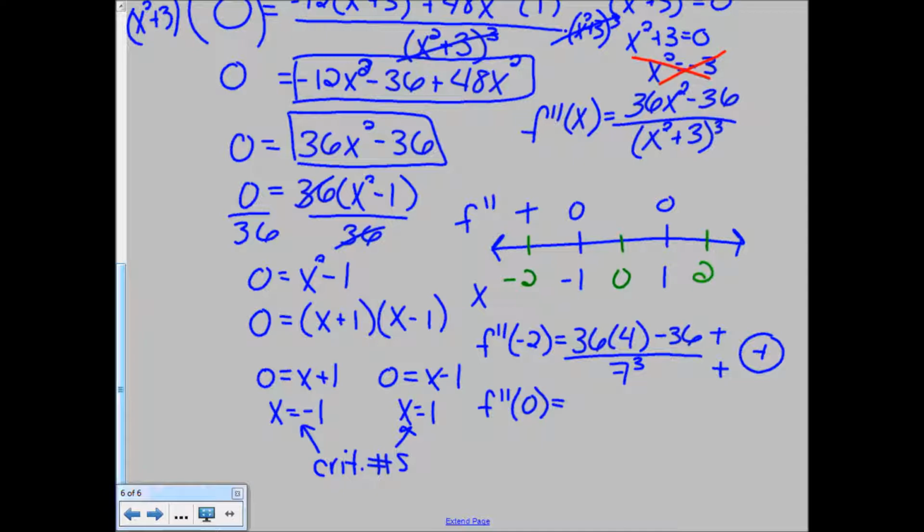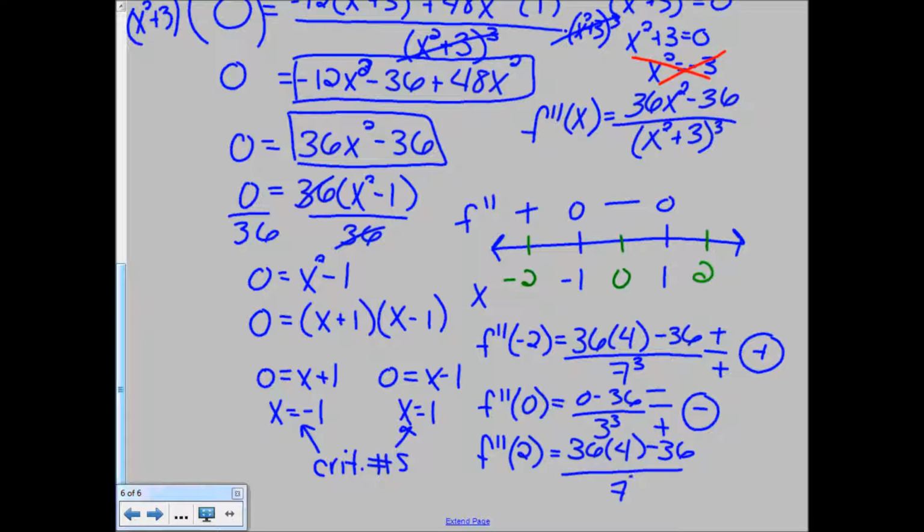All you have to do is determine if it's going to be positive or negative, because that's all you're really interested in knowing. So if we plug 0 in, we're going to get 0 minus 36 in the top over 3 cubed in the bottom. Well, the bottom is certainly going to be positive, but 0 minus 36 is negative, so we're going to get a negative second derivative at 0. And then the second derivative at 2 is again going to be 36 times 4 minus 36 all over 7 cubed, which is again going to be a positive number. Put a positive sign above there.